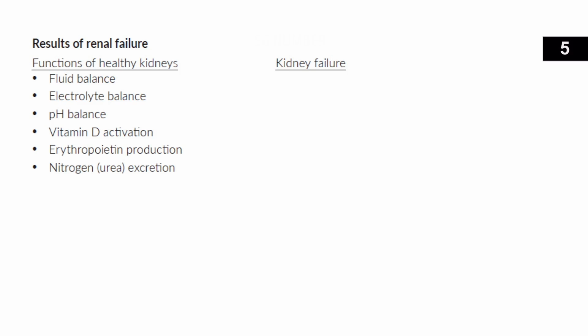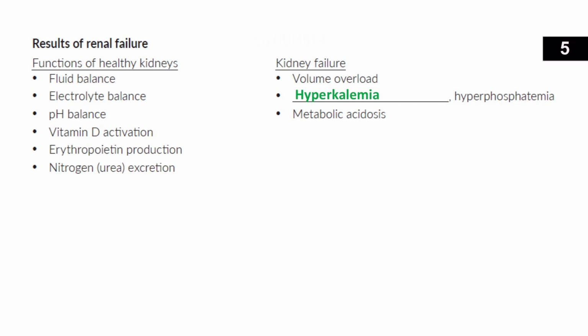So in kidney failure, we can see volume overload, resulting in peripheral edema, pulmonary edema, heart failure, hypertension. One of the more significant electrolyte abnormalities is hyperkalemia. That's a big problem in kidney disease. High phosphates or hyperphosphatemia is also a problem, but hyperkalemia is a more life-threatening acute problem. And so is metabolic acidosis. Now, if the kidneys don't activate vitamin D, that leads to a metabolic bone disease called renal osteodystrophy. We're going to talk about that separately. Anemia can occur from decreased production of erythropoietin.